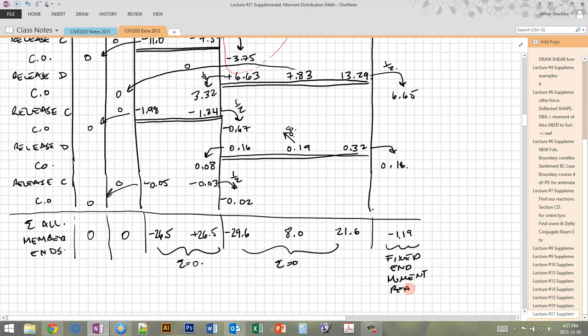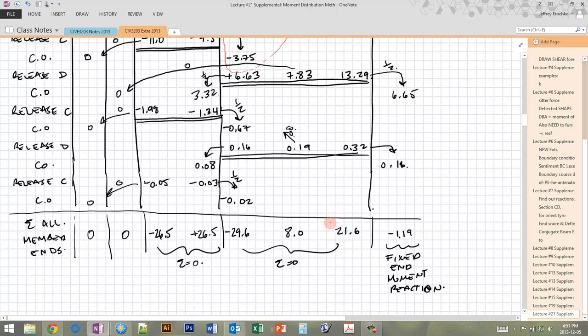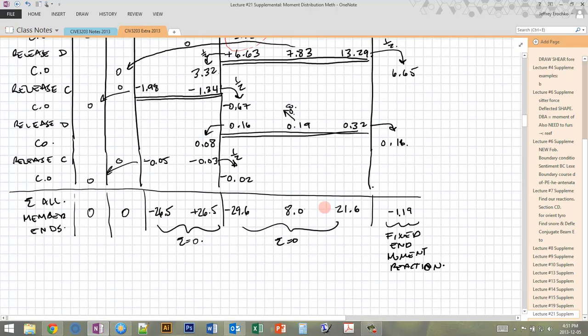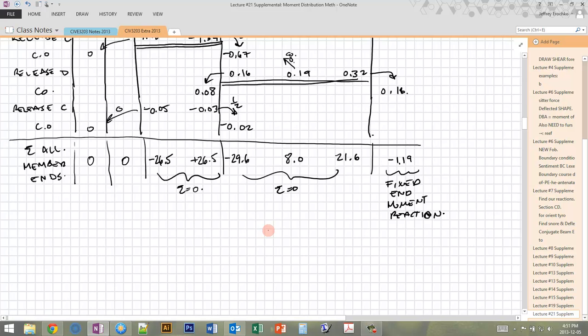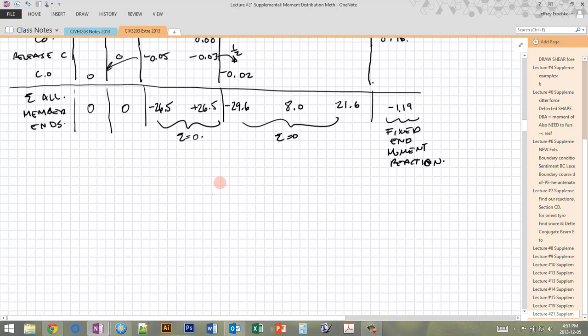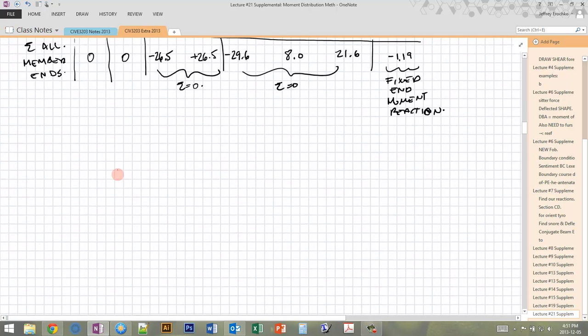Moment reaction at the true fixed end. And that's it. So now I've found all of the moments at the end of the members. Using this information, I can make free body diagrams then of those members. So if I draw those out separately.